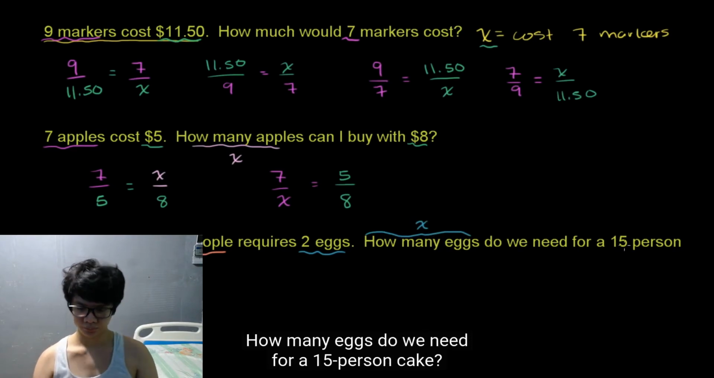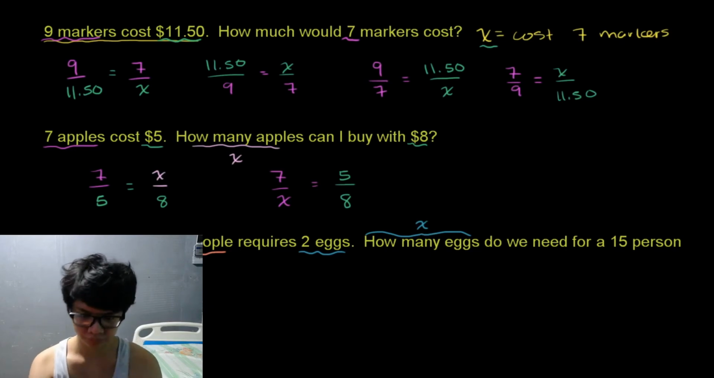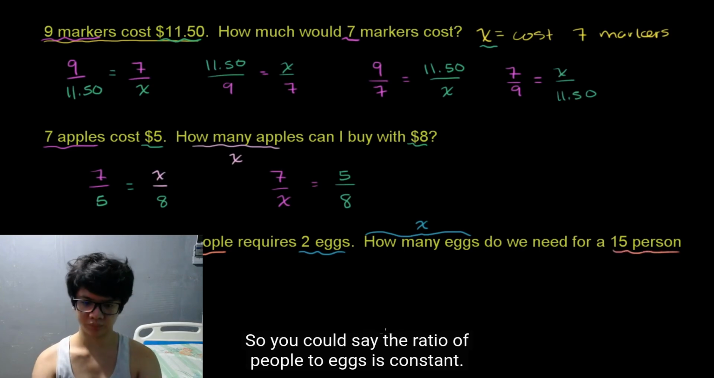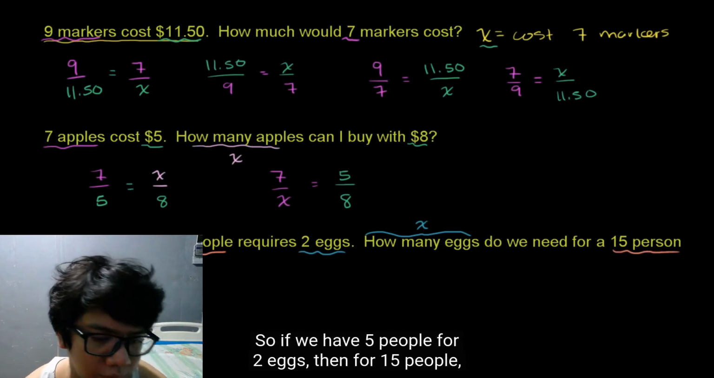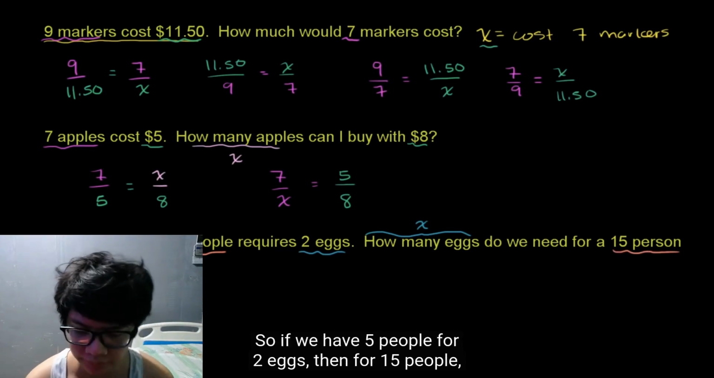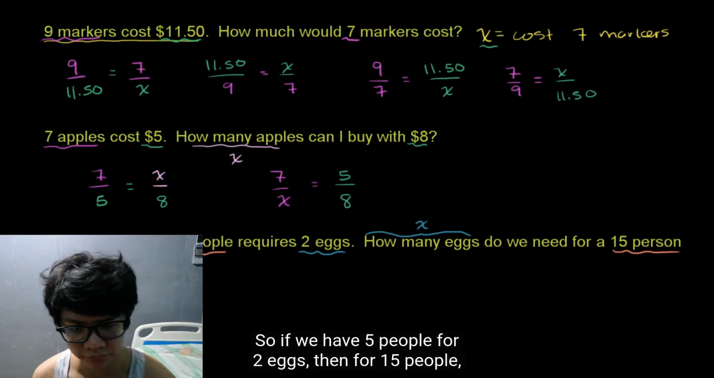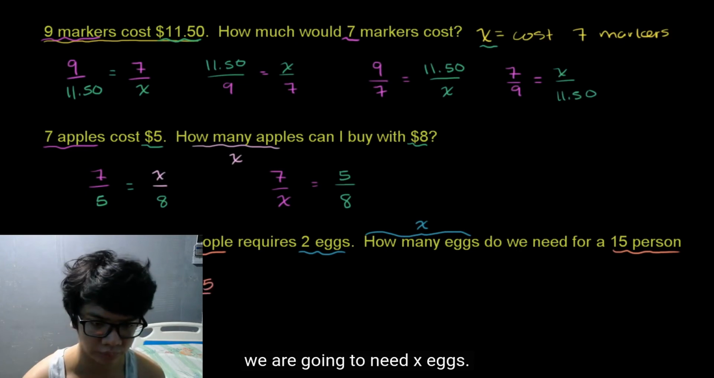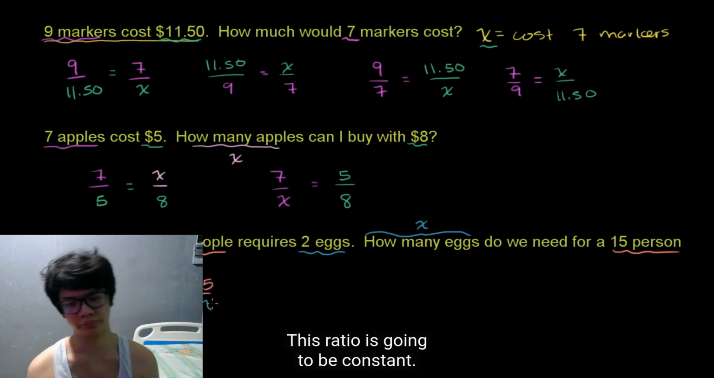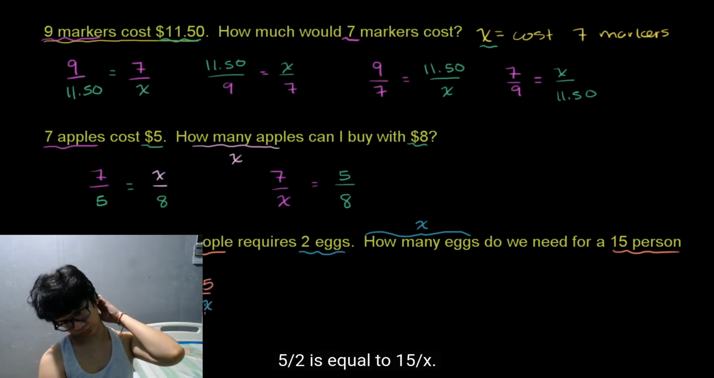How many eggs do we need for a 15-person cake? So you could say the ratio of people to eggs is constant. So we have 5 people for 2 eggs. Then for 15 people, we are going to need X eggs. This ratio is going to be constant. 5 over 2 is equal to 15 over X.